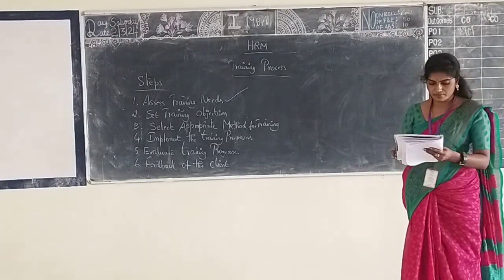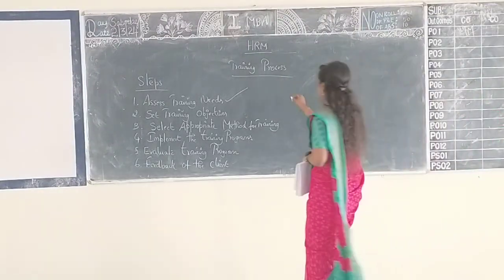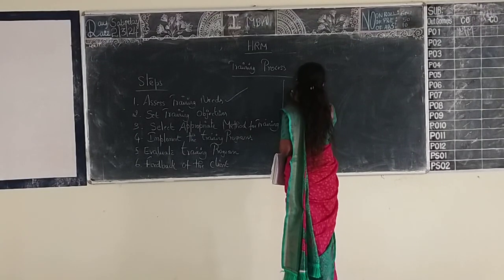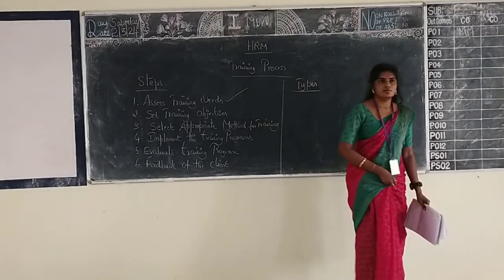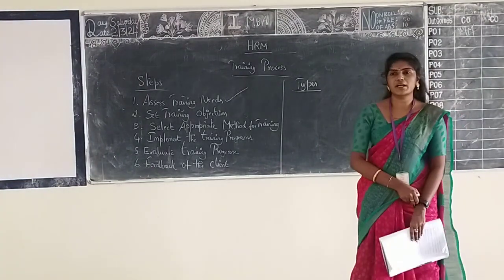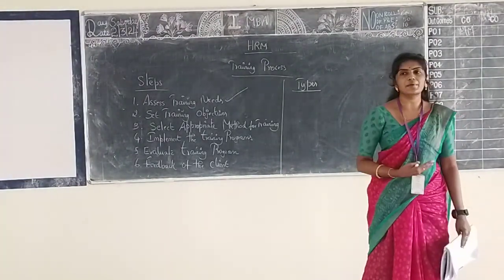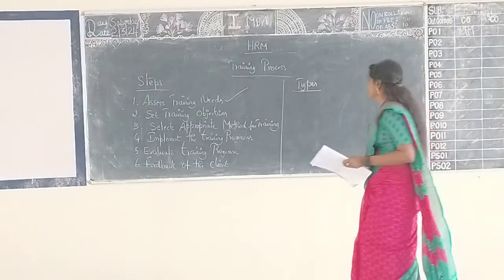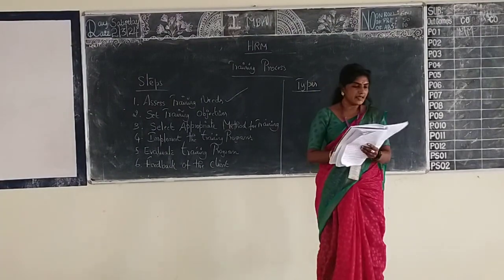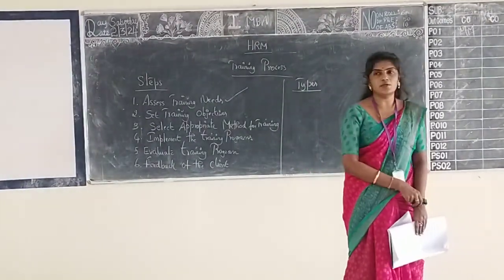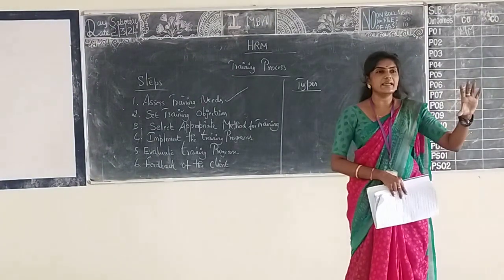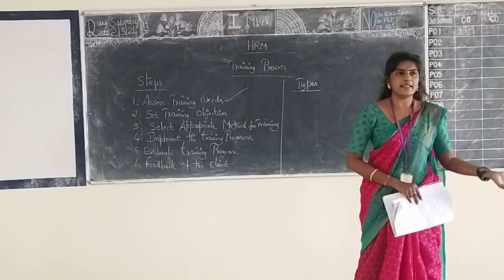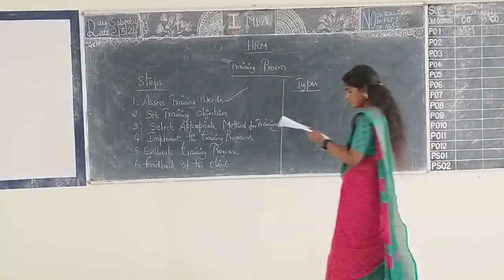The next one. Types of training program, same condition, subheading. Types of training. So you have 7 types of training. We already studied methods of training. These types are similar to the methods of training only. So write the first one.